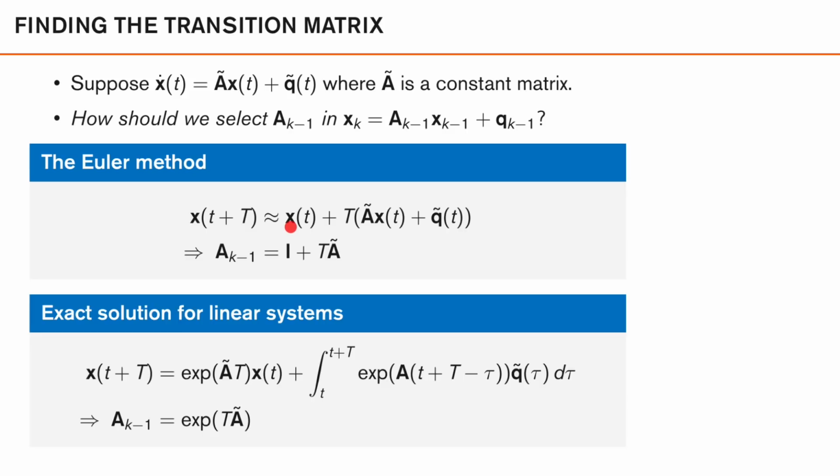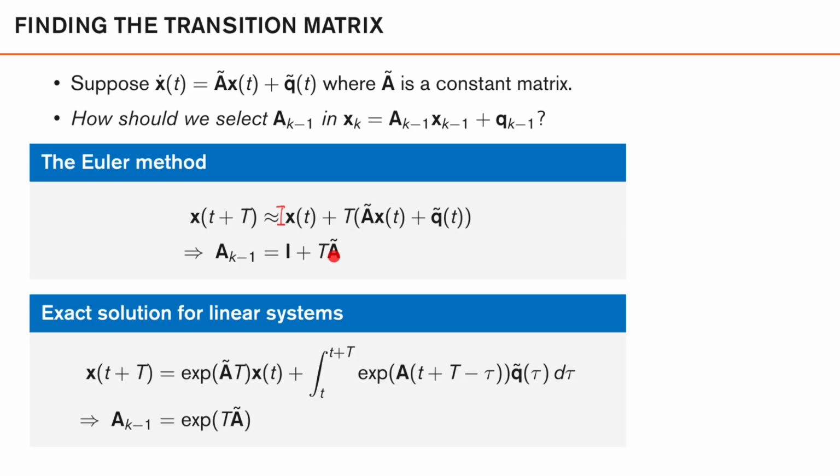In this case, we have x(t) here, which is multiplied with an identity matrix. So we have I here times x(t). And then we have x(t) here, which is multiplied by T times Ã. So our transition matrix for the discrete time system, A_{k-1}, is then I, the identity matrix, plus T times Ã, where Ã here is our transition matrix for the continuous time system.